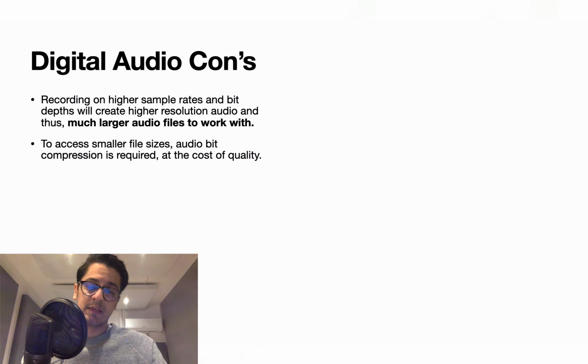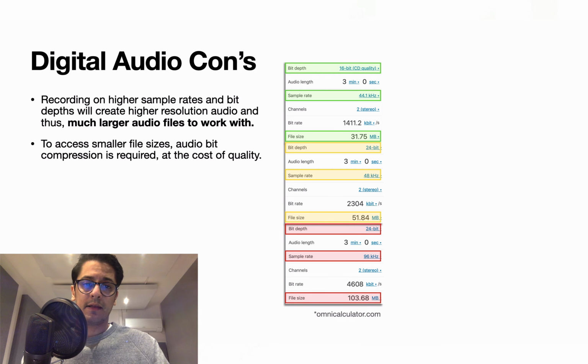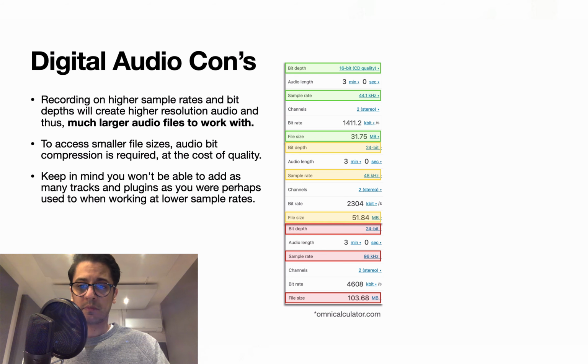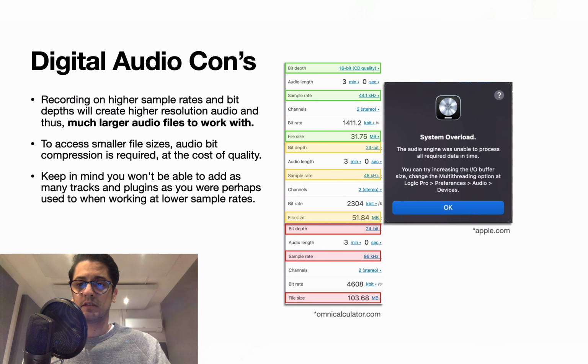Now, you will have to keep in mind that if you are working on higher bit depths and resolutions, you won't be able to add as many tracks and plugins as you are perhaps used to as an audio engineer. And so when you are working at lower sampling rates, you probably won't stress your computer out as much, and hopefully you would then not see something like this, which is the dreaded overload message that your computer might throw up. And I'm sure many audio engineers have seen that.